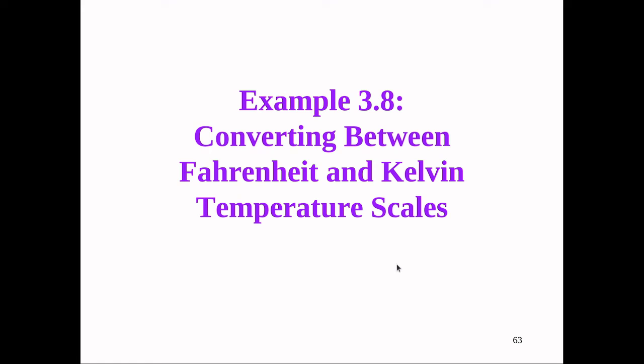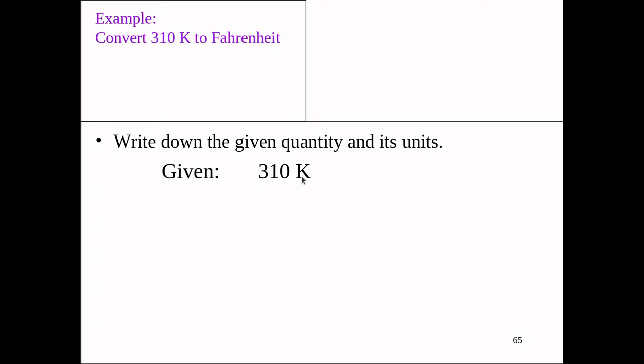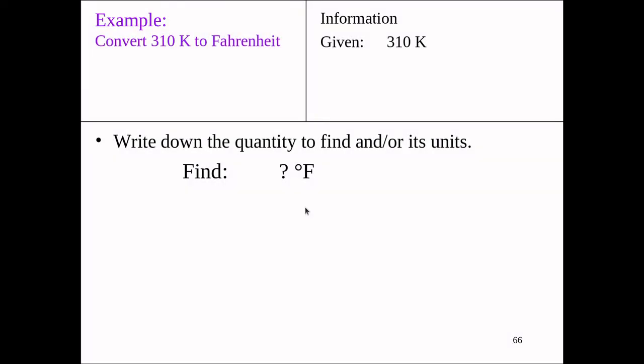So let's talk about how we're going to do an example problem about converting between Fahrenheit and Kelvin. We're going to be asked the question, let's convert 310 Kelvin to Fahrenheit. First thing again, we're going to ask ourselves is, what are we given? What is the information that we have? What are our quantities here? The only quantity we have is this 310 Kelvin. The next question is, what is it that we want to find? We want to find what this is equivalent to in degrees Fahrenheit. And we know that this is going to be a conversion problem. We're converting between 2 scales here.